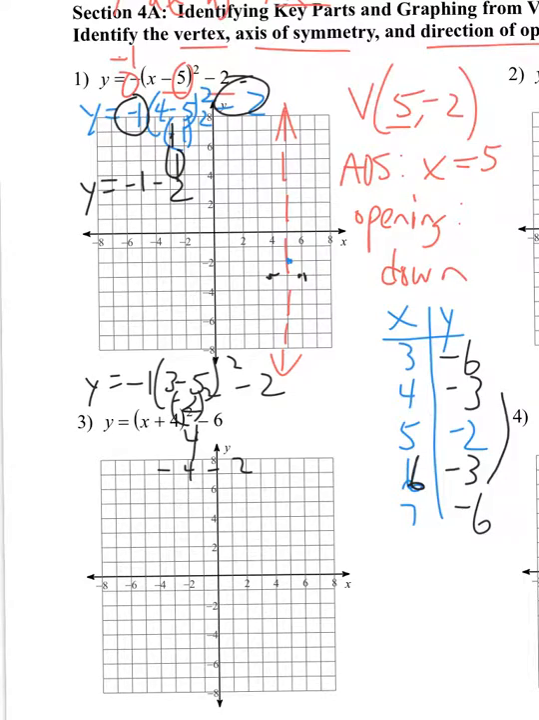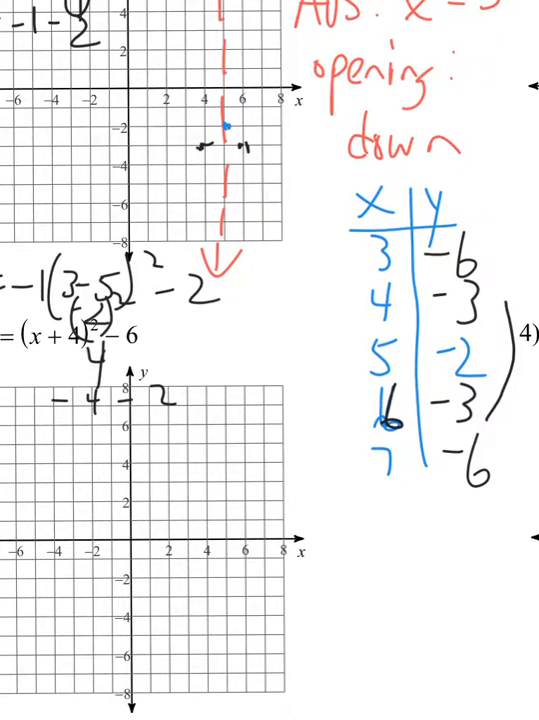So let's zoom in here and graph those 2 points. At 3, we're going to be at negative 6, so I'm going to be right here. And at 7, I'm going to be at negative 6. So here's going to be the shape of my parabola that opens down. It's going to go just like that.